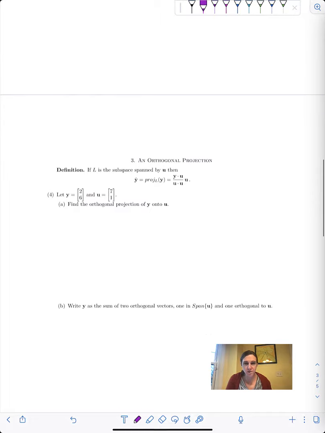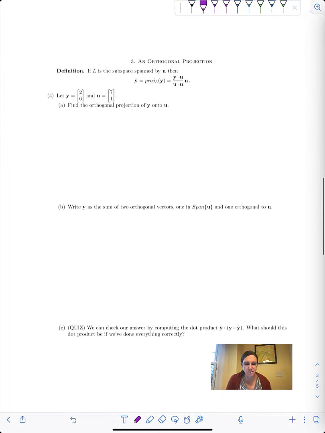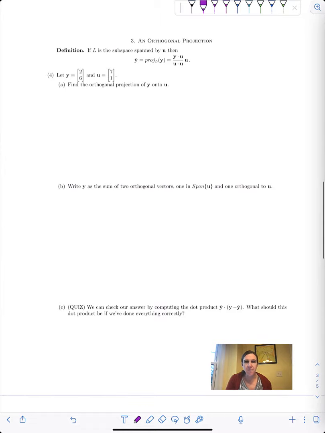Okay, so one important notation, and this is something that will come up a decent amount for those of you who are statistics majors. If we have a subspace spanned by a given vector, then the orthogonal projection of that vector onto, technically it's onto the subspace L, but it's often shorthanded by saying U when L is just the span of one vector.